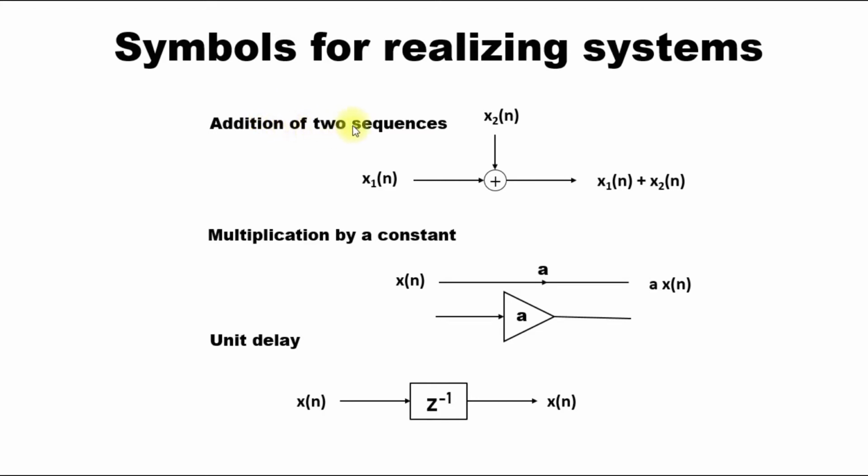So here are some of the symbols for the realization of structures for discrete time systems. The first one is addition of two sequences, which is represented using such a symbol. Then multiplication by a constant is denoted using such a symbol, and in certain textbooks we can see this type of symbol also. Now for unit delay, the symbol is like this one. So these are the three important symbols used in realizing structures for systems.